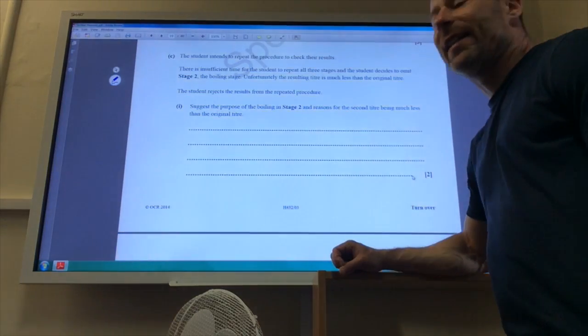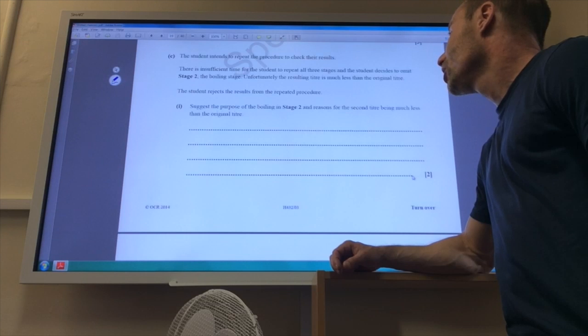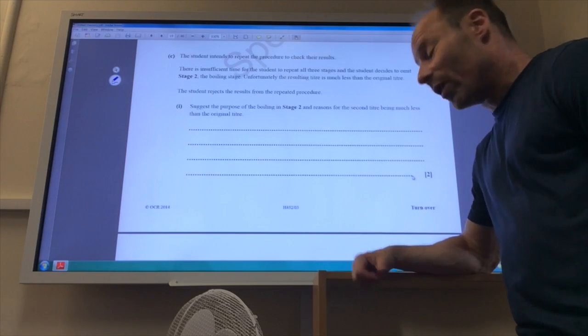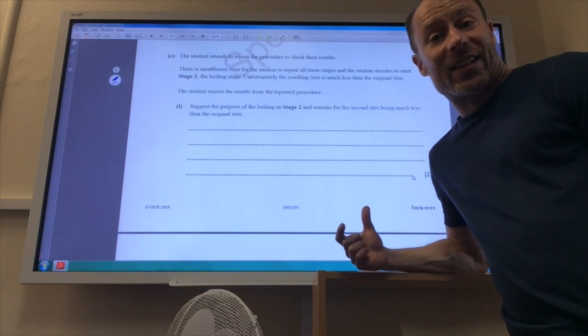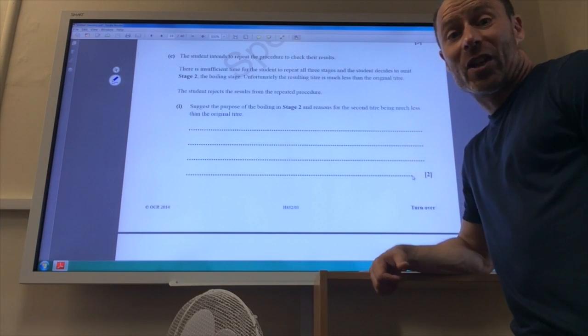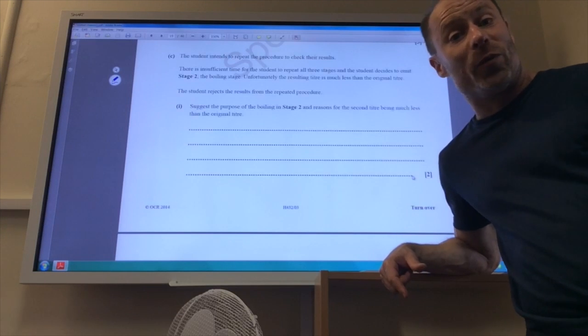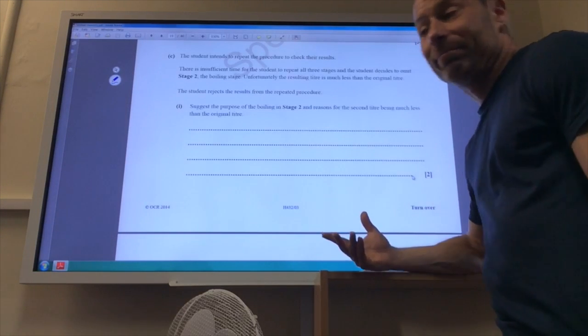Finally, we've got to suggest a purpose for the boiling of stage 2, and the reason why the second titre was much less. If you boil it, it ensures that a complete reaction has occurred. If a complete reaction hasn't occurred, then you haven't made so much Fe2+, which means you don't need so much MnO4- to react with it, so your titre is going to be less.